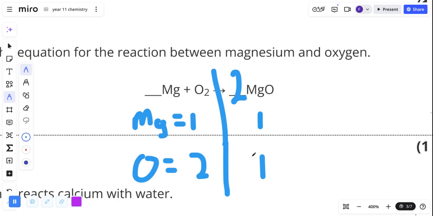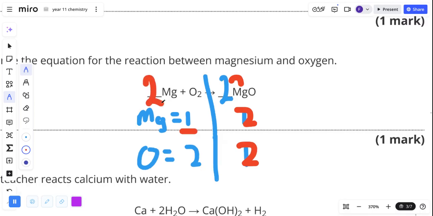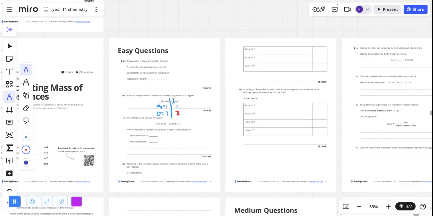So now my oxygens are 2. But now my magnesiums are 2 times 1, 2 as well. Well, now that's a bit annoying because that's 1. So I have to put a big 2 there. And it's balanced. Right, I'm going to get rid of that.